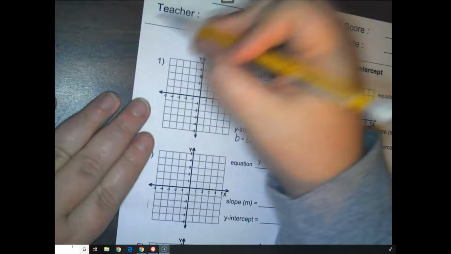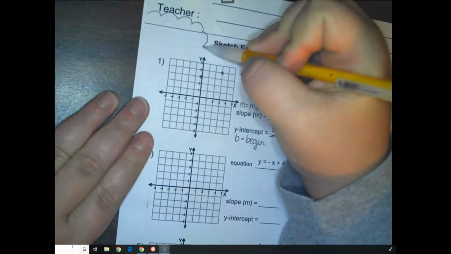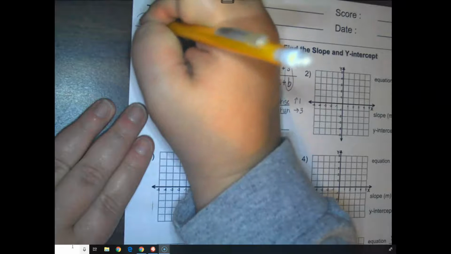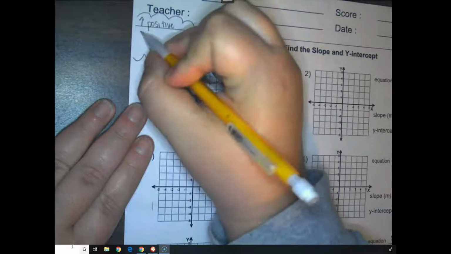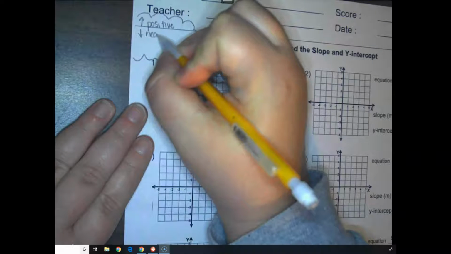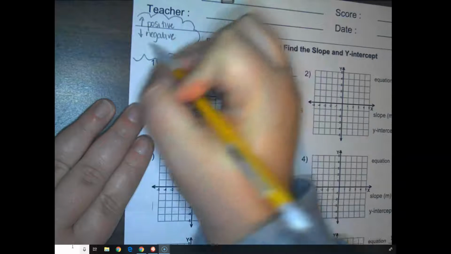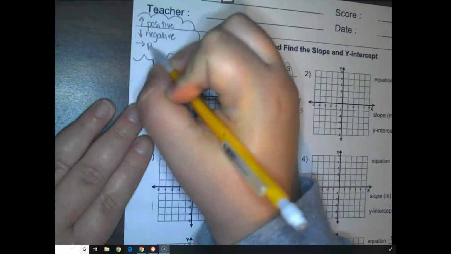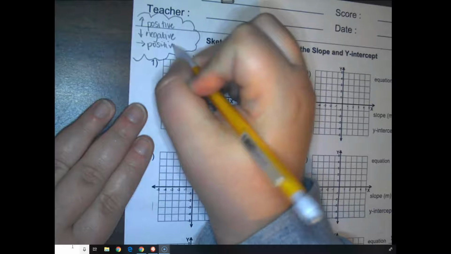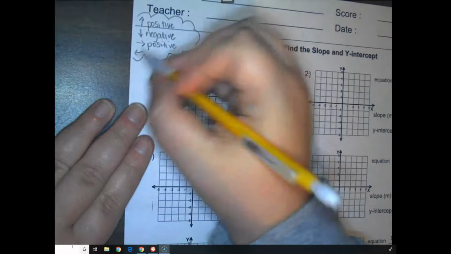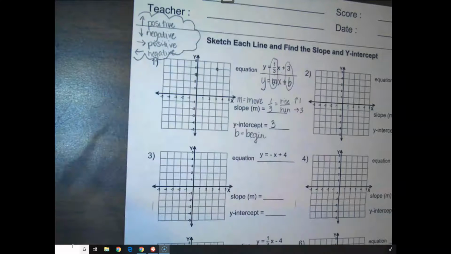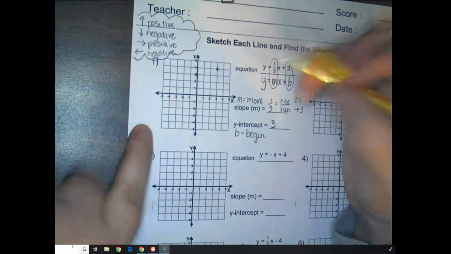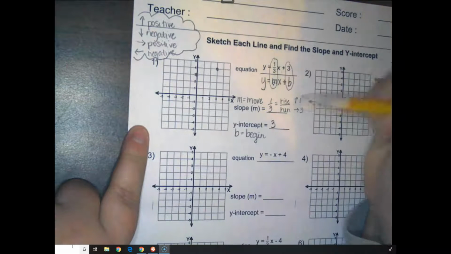I put myself a little note up here. I like to do little bubbles in my notes. Up is positive. Down is negative. To the right is positive. Always think of it, it's a positive thing to do the right thing, while going left is negative. So we went up 1 and over 3 because they're both positives.